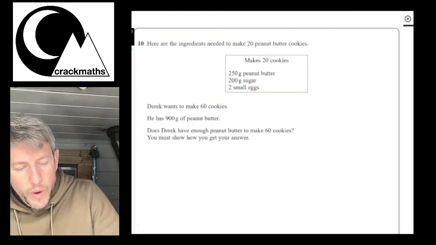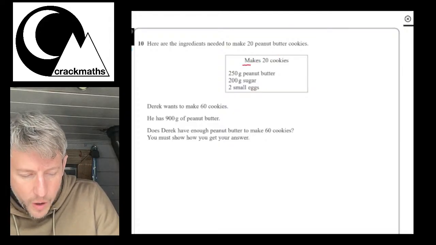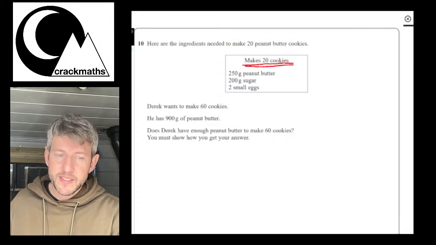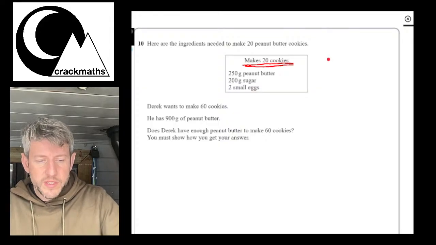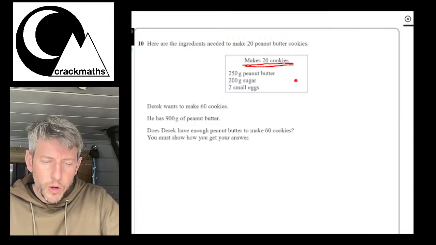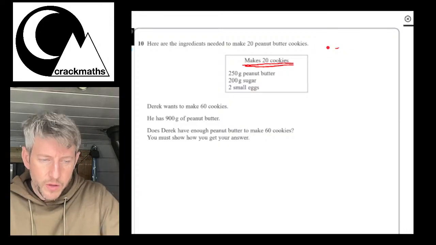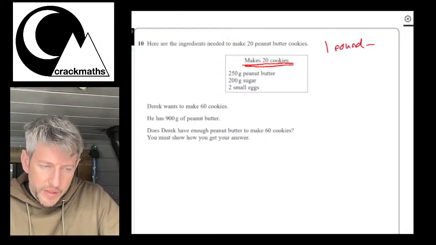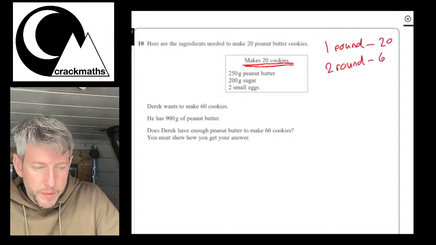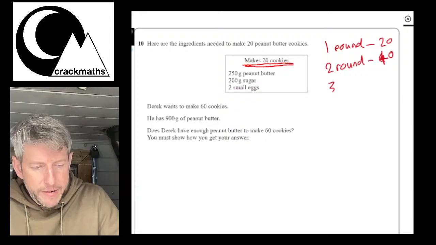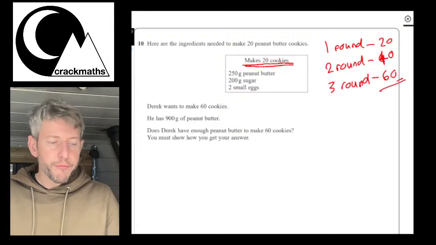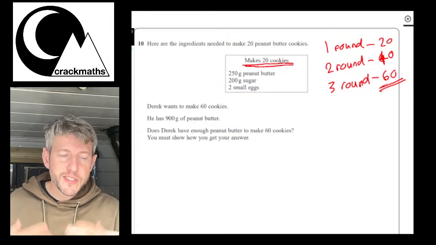Okay, right, so we're going to be making multiple amounts of this recipe, because it's only for 20 cookies and we need to make 60 cookies. So one round of this recipe is 20 cookies. 2 rounds would be 40 cookies, and 3 rounds would get us up to our 60 cookies. Okay, so we want 3 rounds of it, so that means we need the ingredients 3 times.